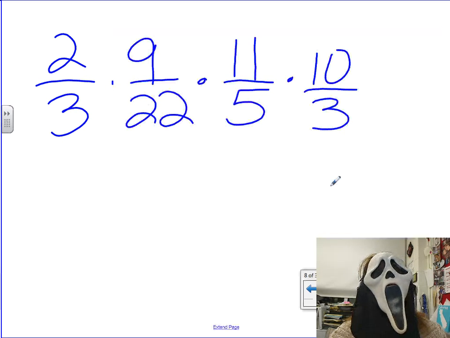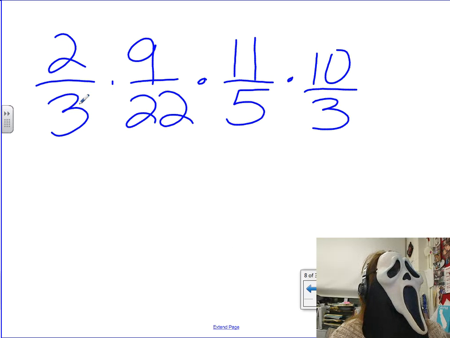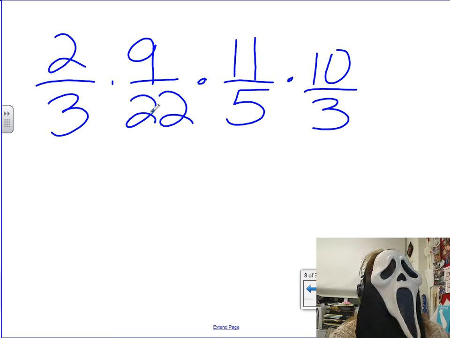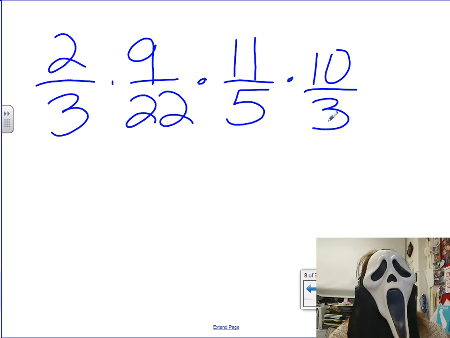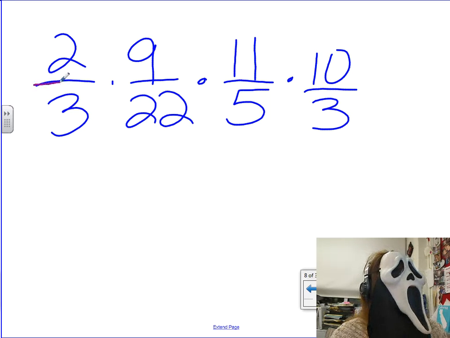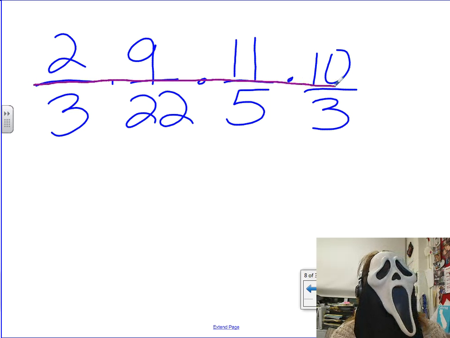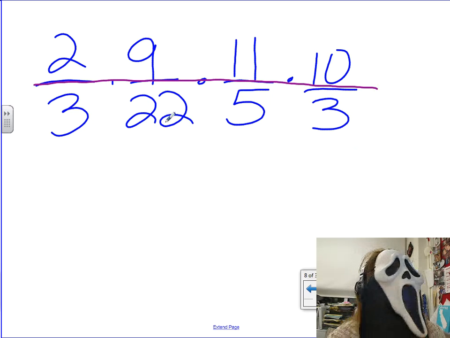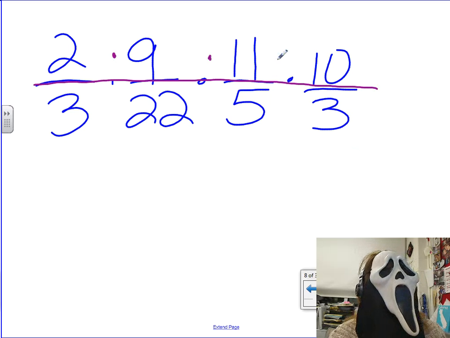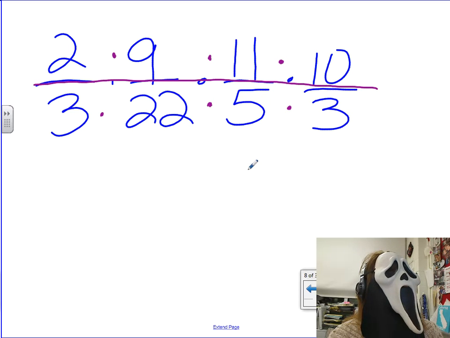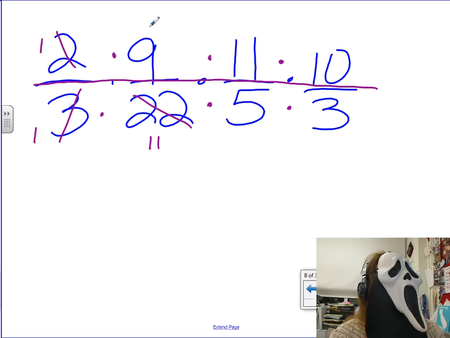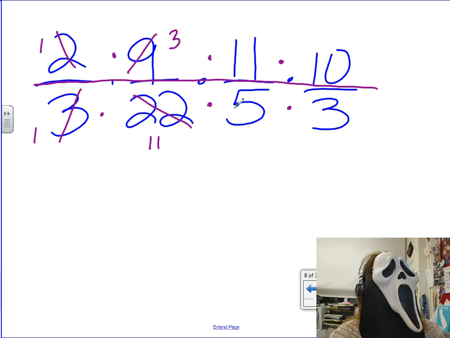Let's do one last giant example. 2/3 times 9/22 times 11/5 times 10/3. Make one giant uber fraction. And then we get to have fun. We can chop, and destroy. Let's fractionate. 2 in the numerator, a 2 out of this part of the denominator. A 3 here can go into the 9 3 times.